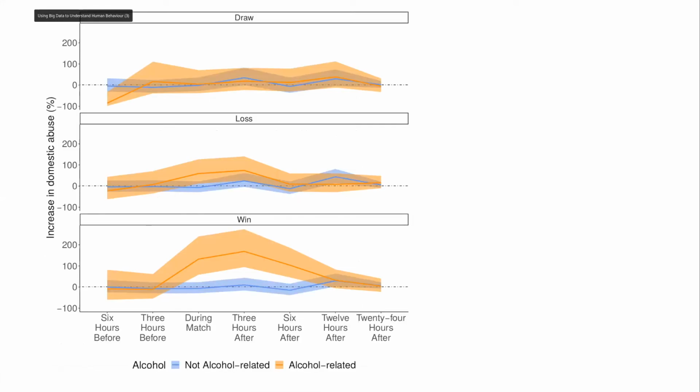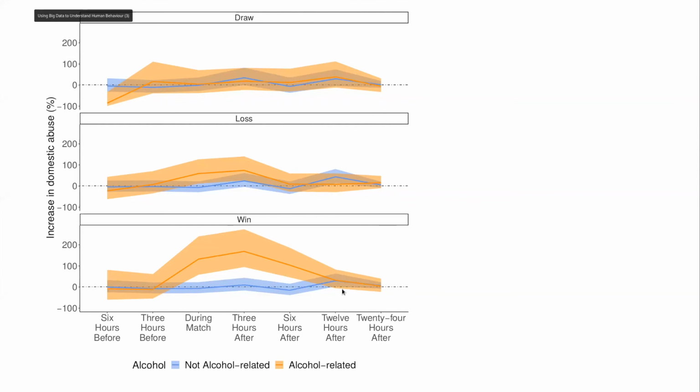And then because we've got the timing, we know when all these calls come into the police, we can see that this is the time when England draws, and in the middle here, this is when the match starts, during the match. And you can see that the difference between alcohol-related abuse and non-alcohol-related abuse, that's the colours, pretty flat. When England lose, there's maybe something. When England win, there's a big increase in domestic abuse, but only for those cases of abuse where alcohol is involved, not these other cases.